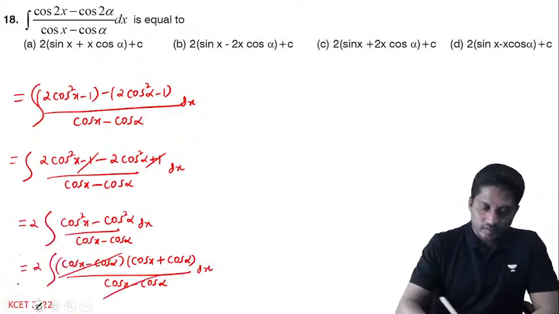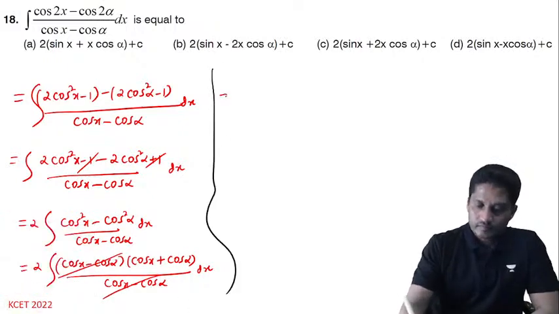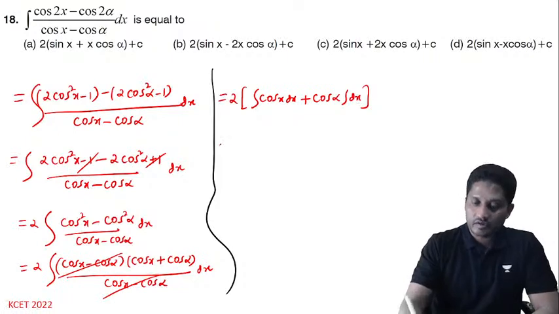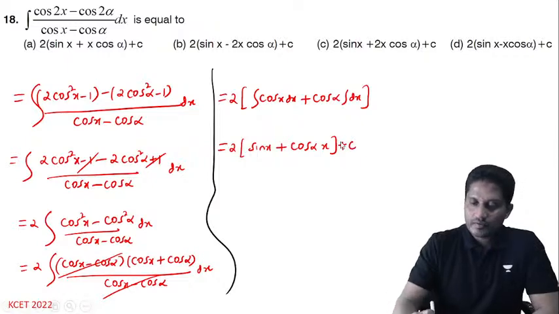Right, now 2 is a constant, I'm going to take it out. Integration of cos x dx plus cos alpha, which is a constant, I'm going to take out, and then you get integration of dx. Now this is equal to 2 times integration of cos x is sin x, and cos alpha is a constant, integration of dx is x, plus c. Alright, answer is option A only.